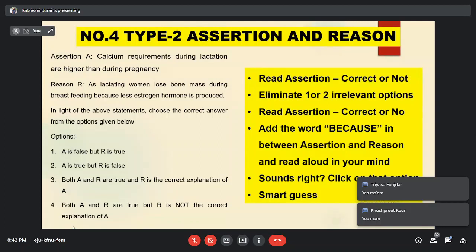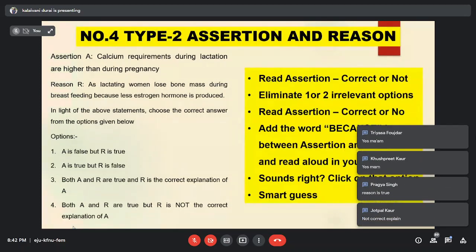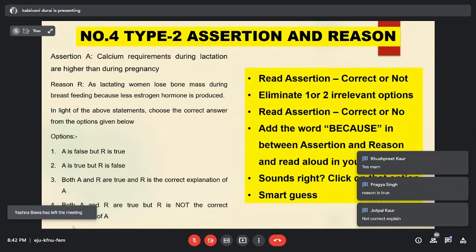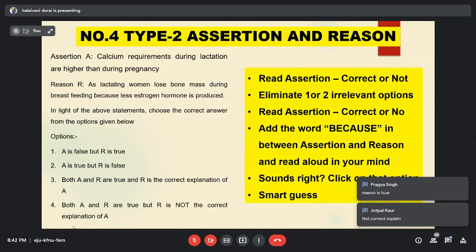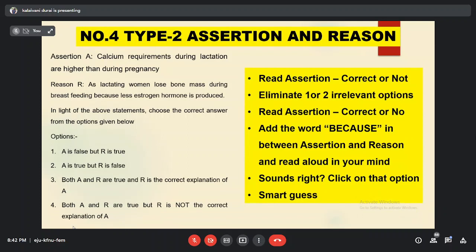Okay. Now I'll explain it. I think most of you are having a doubt that the explanation is wrong. Let me explain it. Actually, the explanation is also correct. The reason is correct and the explanation is also correct. See, what happens is that during the first 6 months of lactation, women actually do lose their bone mass. Around 5 to 7% of bone mass is lost.